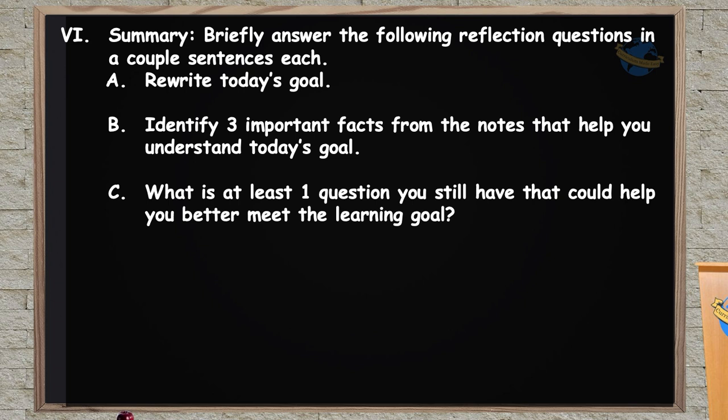All right, that's it. That's the end. So at this point, just do what we usually do at the end here. Rewrite the goal, put those three important facts, and write one question that shows me that intellectual curiosity, and we'll see you for a review next class.